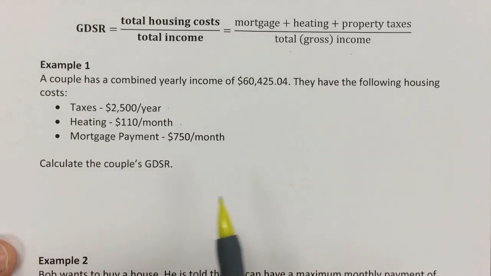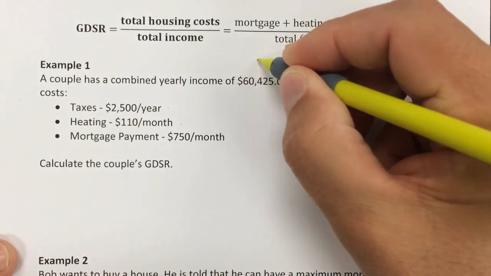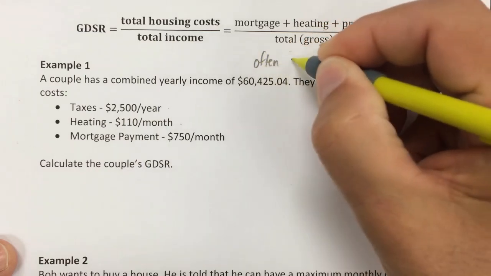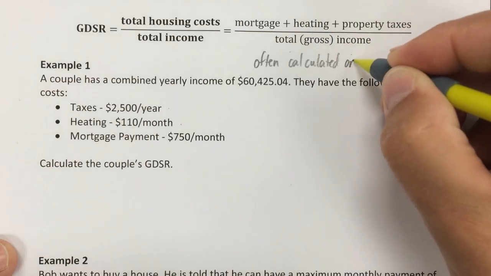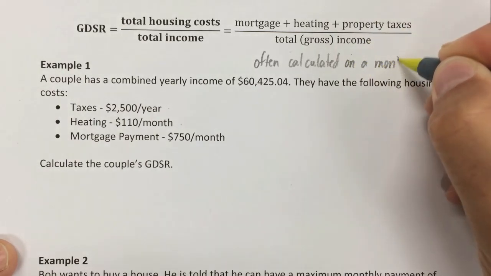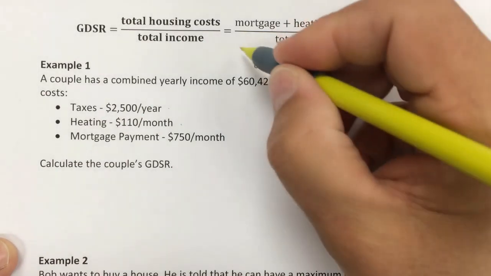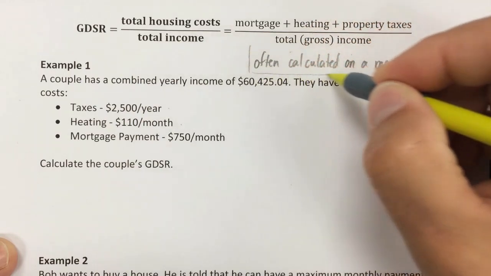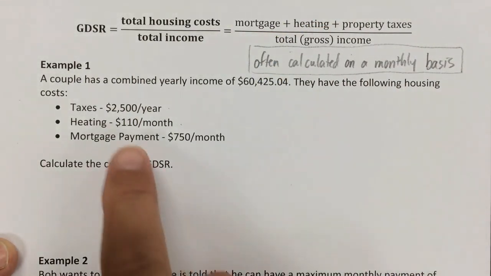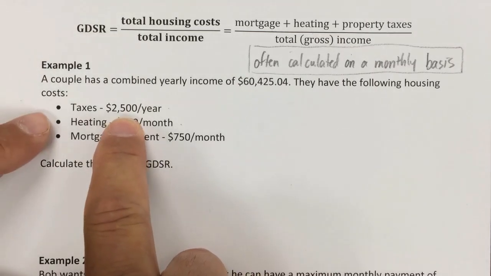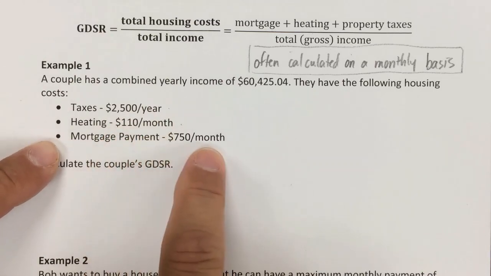Okay. Well, typically we calculate things month by month. So we'll just jot that in here. This is often calculated on a monthly basis. So I'll just put that in a box so that we remember. That means all of our calculations, or all our values, have to be on a monthly basis. So taxes is per year, so we're going to have to tweak that. Heating is a month, and a mortgage payment is a month.